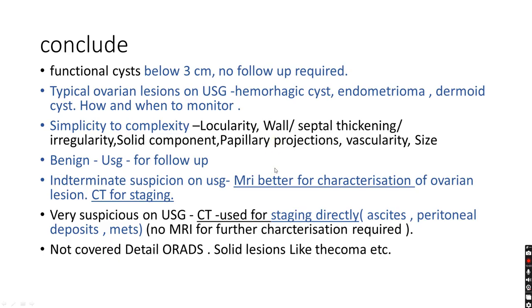Then we saw the ovarian lesions ranging from simplicity to complexity, which will depend upon the locularity, wall and septal thickening, their irregularity and solid component, and the vascularity within the solid component and the septal thickening. The more the papillary projections, the more the complexity. Then we saw USG is the modality to follow. MRI is better for characterization of the lesion. But on ultrasound, if the lesion is very suspicious, then we can directly go to CT for staging.